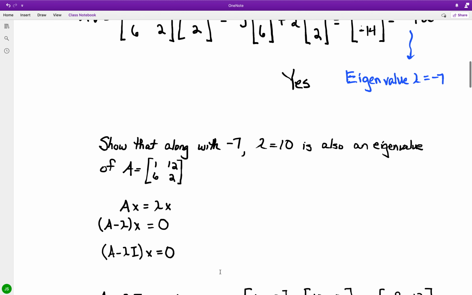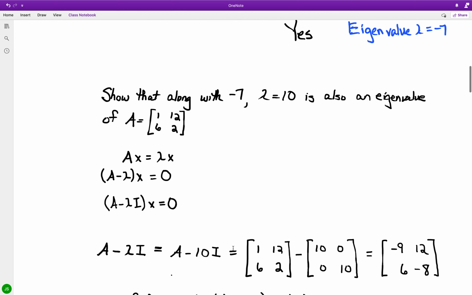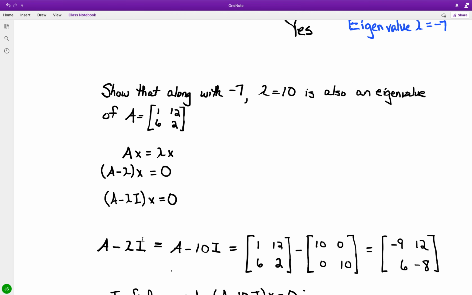Now we have A minus lambda I quantity times x is equal to 0. If I were to take A minus lambda I, in this case setting lambda equal to 10, we have A minus 10I. Remember I would be 1, 0, 0, 1 for a 2 by 2 matrix, and 10 times that we have 10, 0, 0, 10. Deducting this from the matrix A, we come out to the 2 by 2 difference of negative 9, 12, 6, negative 8.